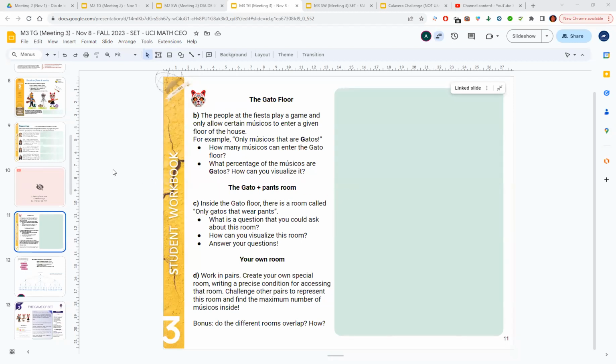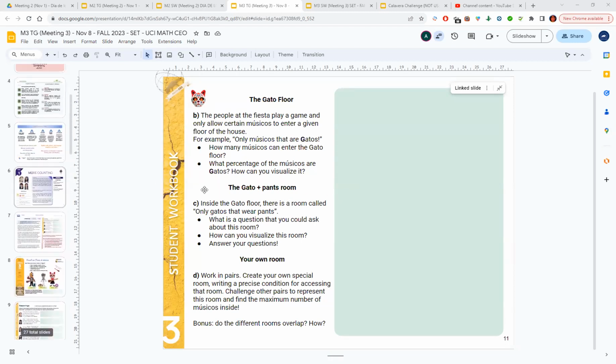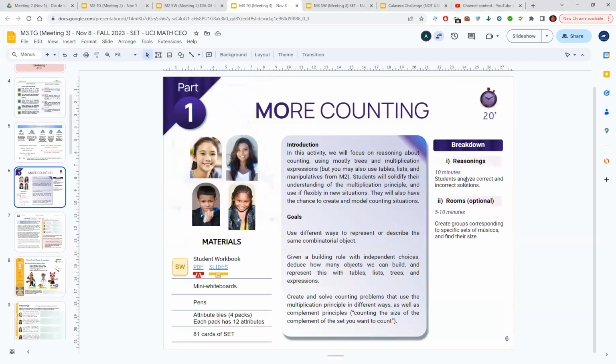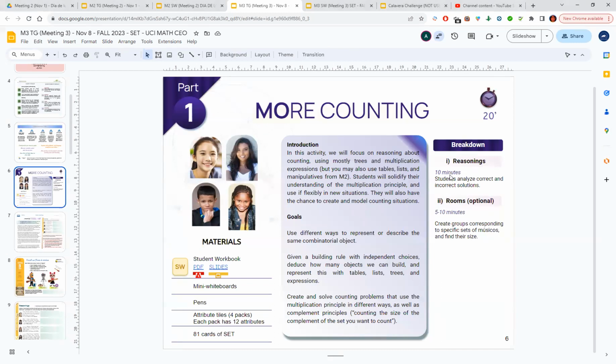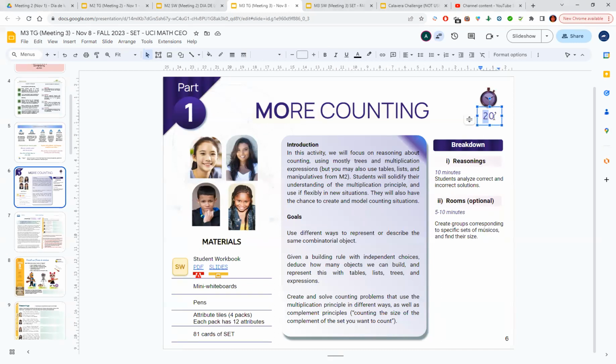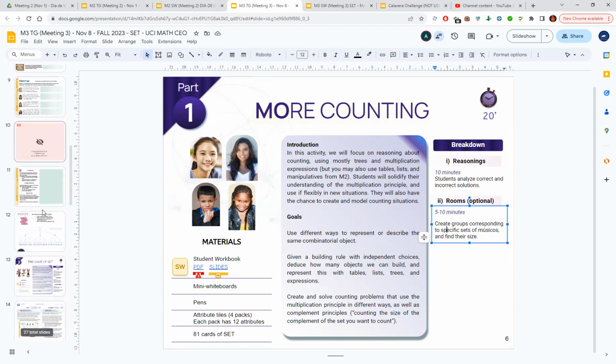Welcome to the rooms. So this is in meeting 3, part 1, and then this activity 2, rooms, which is optional if you have more time for the reasoning. So this is 20 minutes, but it's fine if you spend, instead of 10 minutes, more like 20 minutes in reasonings. Otherwise, this can be a really handy activity if you have students that are really creative and want to really pursue open activities. So we'll create groups corresponding to specific sets of músicos and find their size.